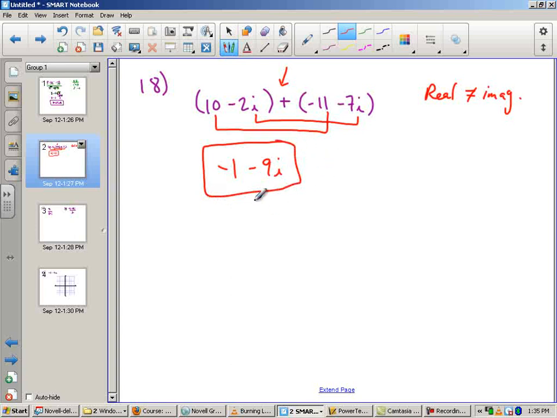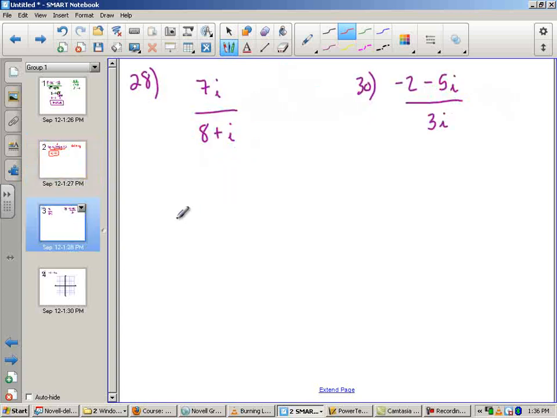Very simple, not intended to be difficult. Add your reals, add your non-reals. If you're making a mistake, it's because you're making a mistake with your addition, or you're forgetting that it's an addition and trying to multiply to FOIL these. Not our goal. 28 and 30 have a similar problem with the denominators. Okay, I'm not allowed to have this i down here or over here. We're going to approach them separately though, and we'll compare the two just slightly as we go through.